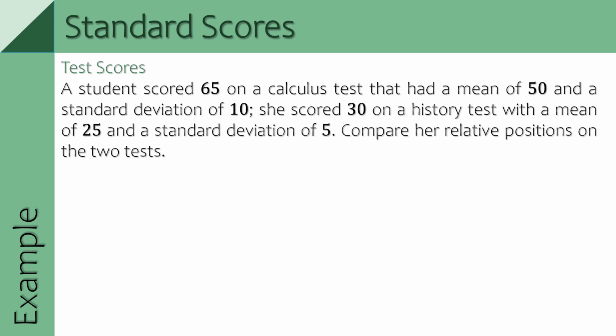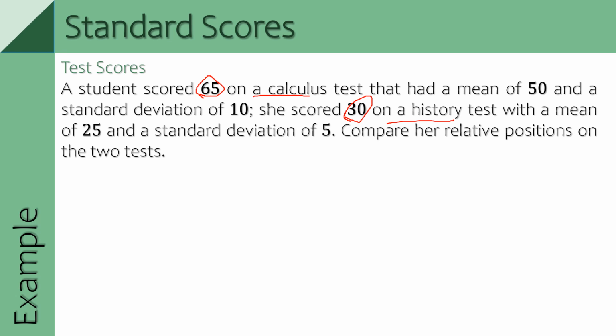She scored 30 on a history test with a mean of 25 and standard deviation of 5. So let's compare her relative position on the two tests. We're going to compare their scores directly. So we can say na mas mataas yung score niya sa calculus, because 65 yung score niya sa calculus pero 30 lang dito sa history. Okay, sabihin ang galing-galing niya sa calculus, di ba?